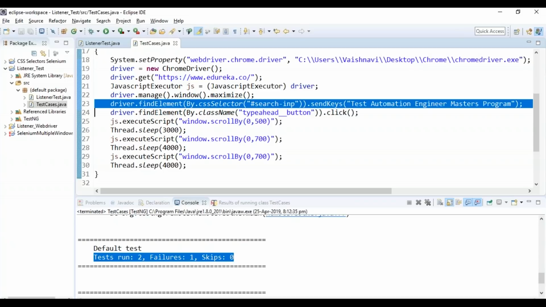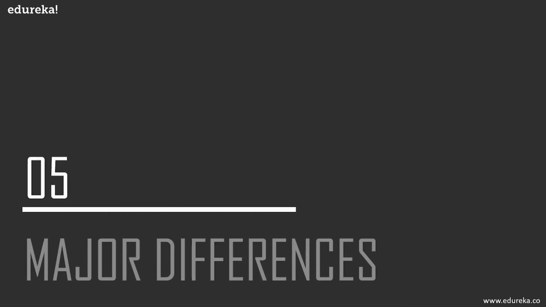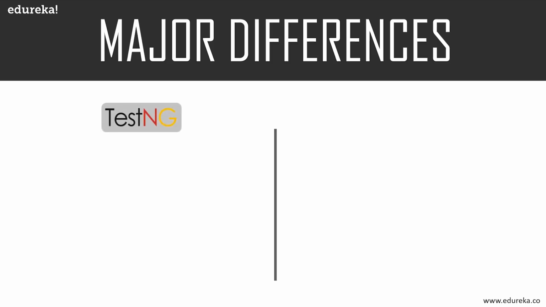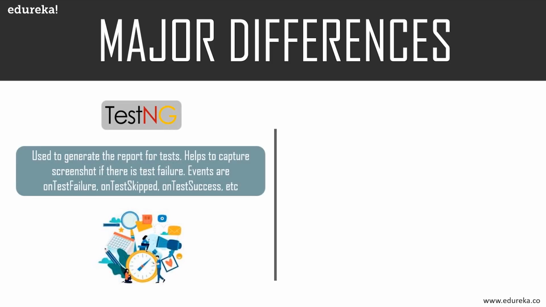So this is how TestNG listeners work in Selenium, guys. Now let's move on and understand the major differences between the WebDriver listener and the TestNG listeners. The TestNG listeners are used to generate the reports for the test cases. It also helps in capturing the screenshot of the failed test cases, and it also helps in performing events like on test failure, on test skipped, and on test success.